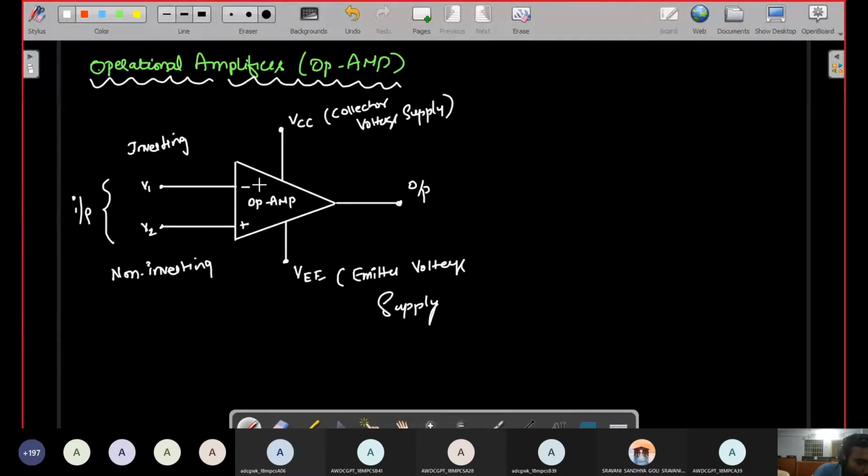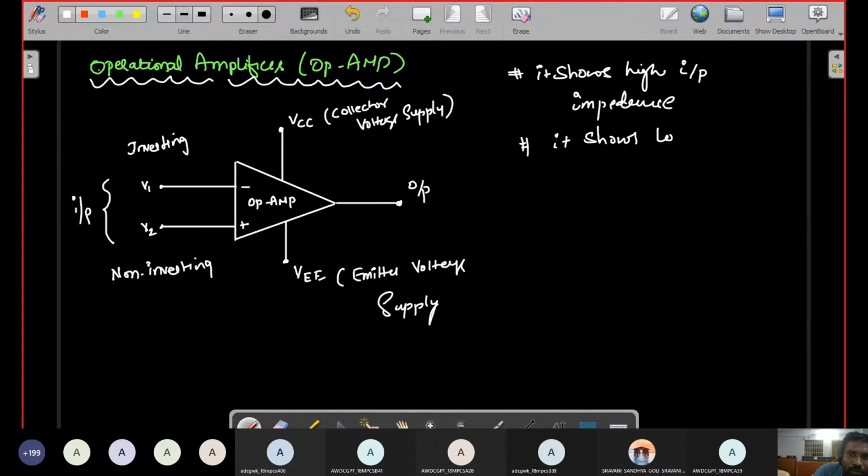See, it is a multi-stage direct coupled amplifier, and it always shows high input impedance, and it shows low output impedance. Okay, low output impedance.